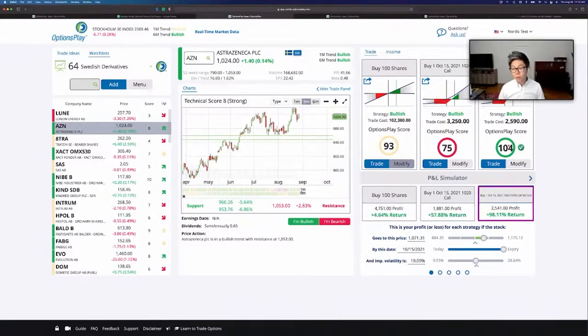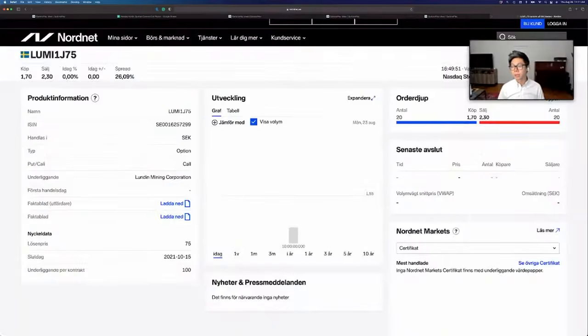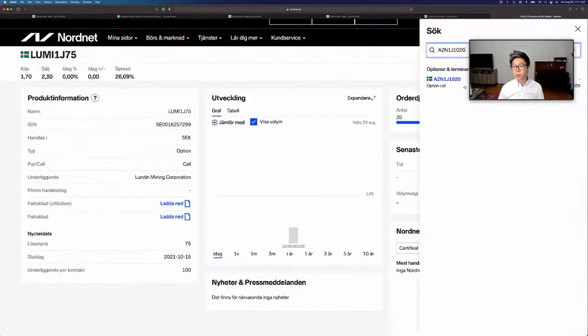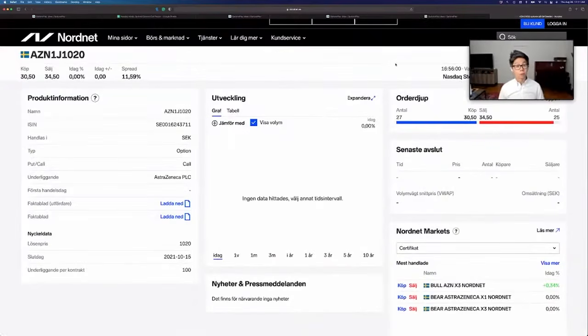And that's why this vertical spread here on the right has an OptionsPlay score of 104. That's higher than the call and higher than the stock. It does a lot of the work for you so that you can quickly find a strategy, analyze it, and if it's a trade that you want to make, you can click on the trade button and take any of the short codes and copy it into your Nordnet account and potentially enter this for execution within just a few seconds.